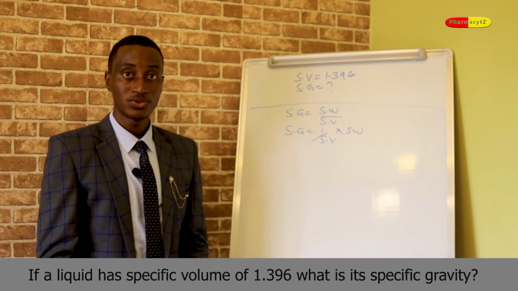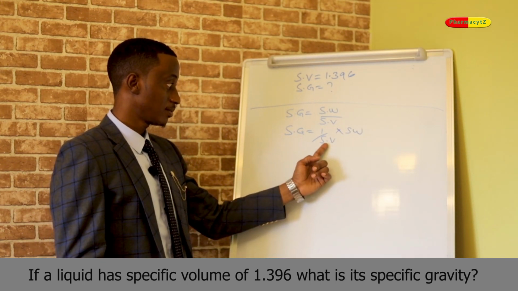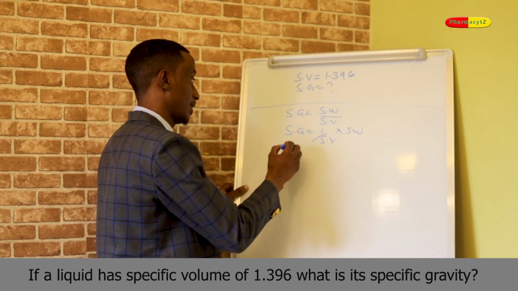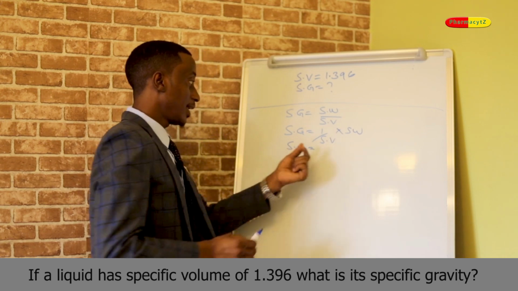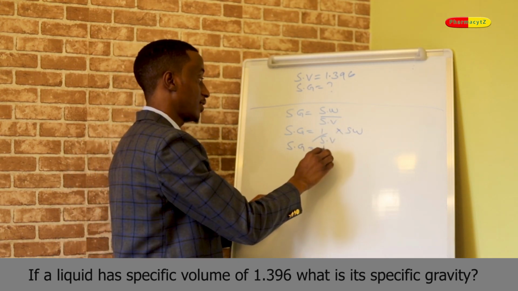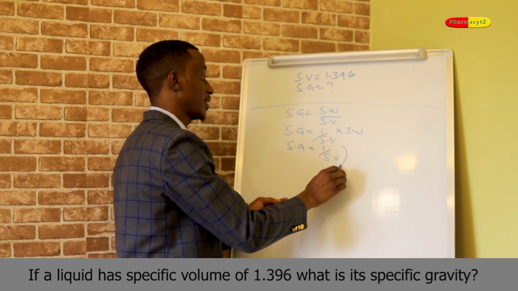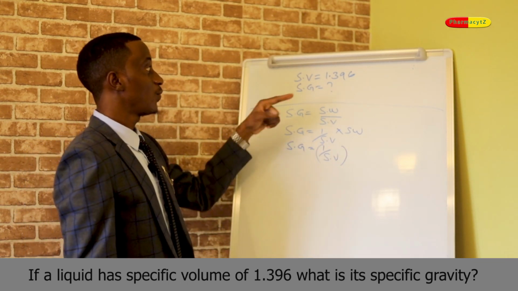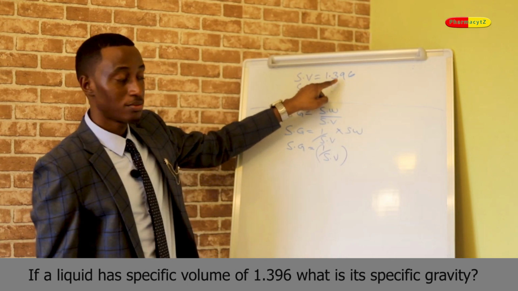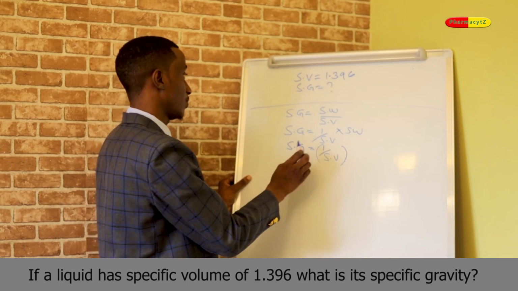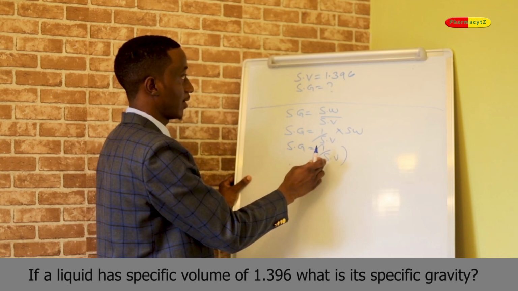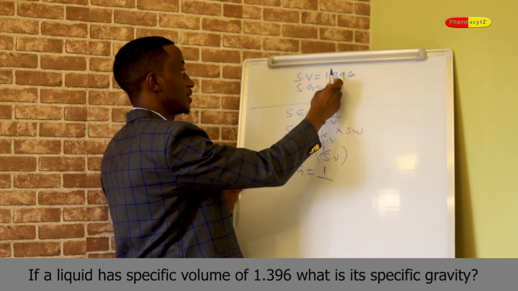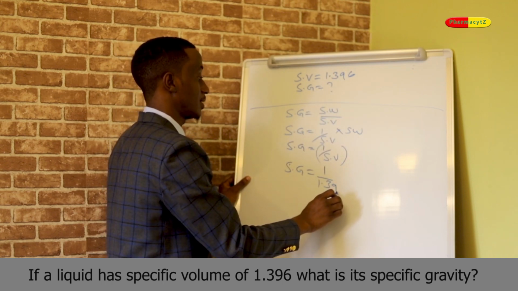So if you really need to know the relationship between specific volume and specific gravity, then it can be obtained as follows. Specific gravity is inversely proportional to specific volume. Then this is a relationship between the two. So if you have the specific volume, automatically you may obtain the specific gravity. So specific gravity is equivalent to 1 over specific volume, which is 1.396.